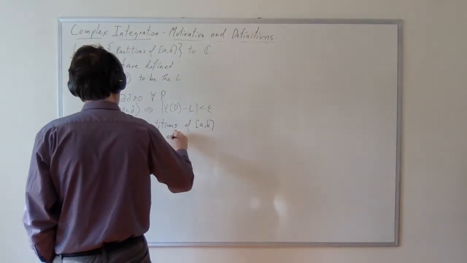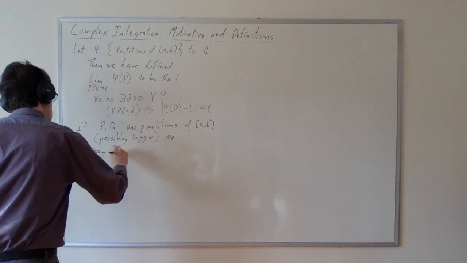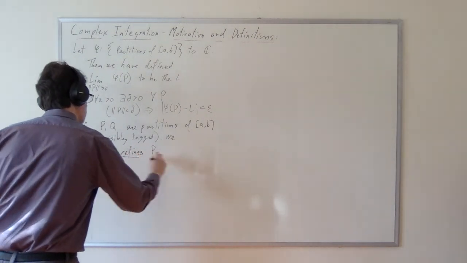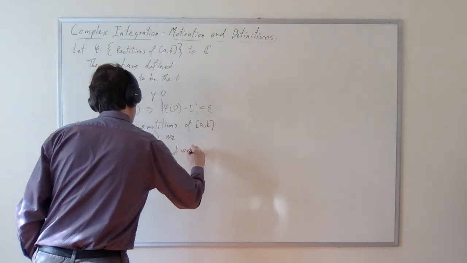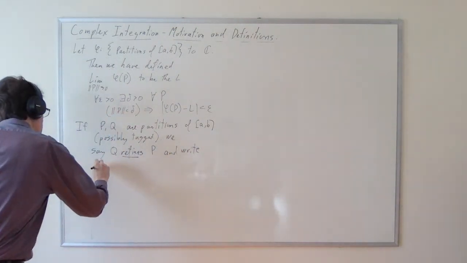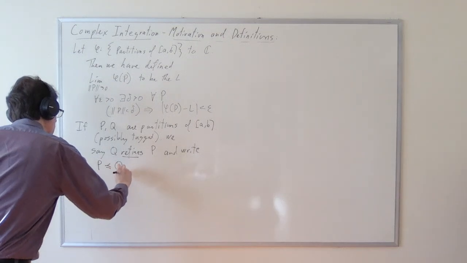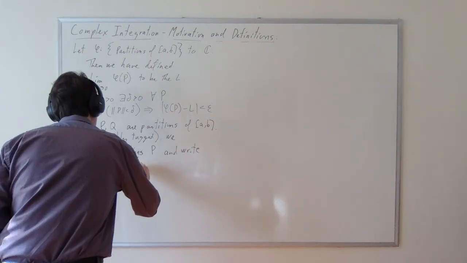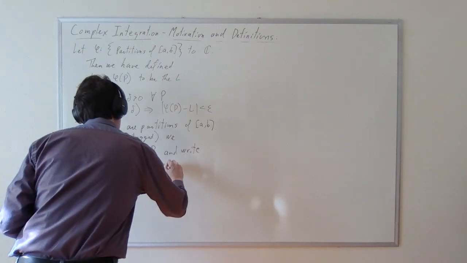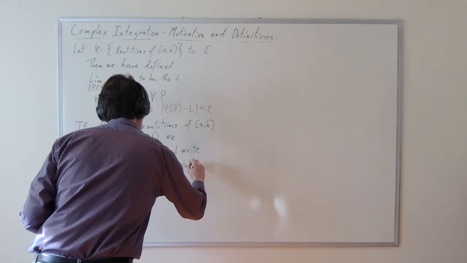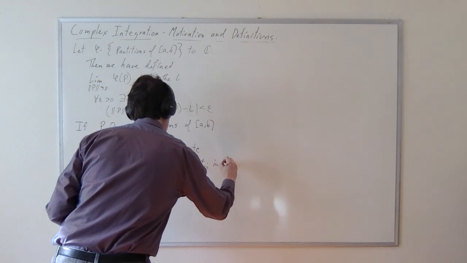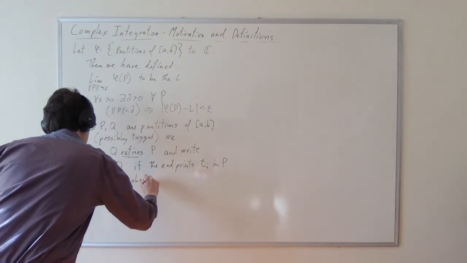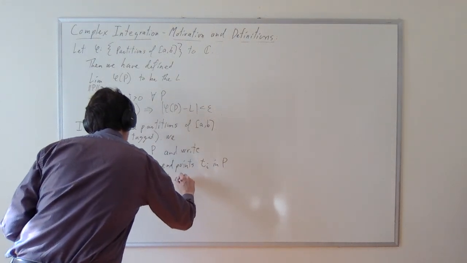So we say Q refines P, and we write P curly less than Q. And what does this mean? This means if the endpoints Ti in P are a subset of the endpoints of Q.